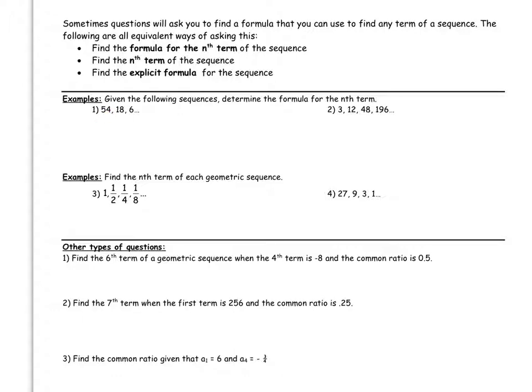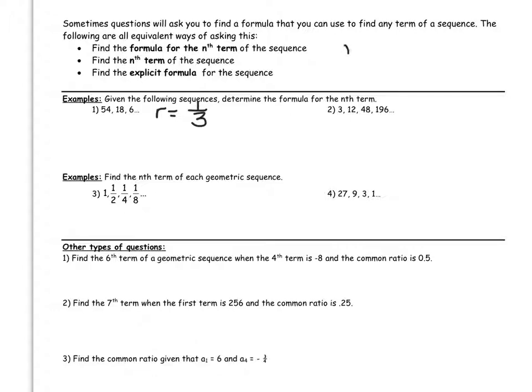We first need to find out what our common ratio is. So how am I going from 54 to 18 to 6? Well, some of you should be saying dividing by 3, but we're not allowed to divide, so we have to write it as a multiplication. So we can multiply by a third. That's the same thing as dividing by 3.